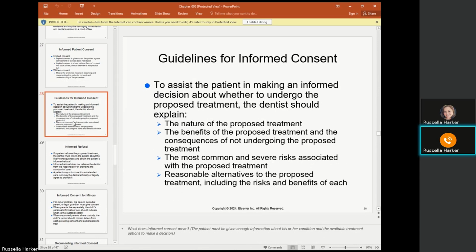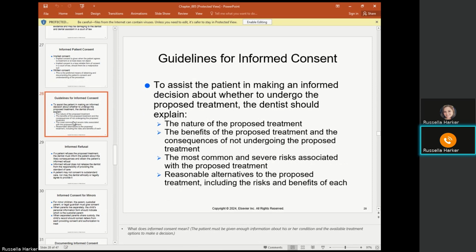The most common and severe risks associated with the proposed treatment should be outlined to the patient so that they understand what they're looking at as far as any kind of risk or complication. We should also go over reasonable alternatives to the proposed treatment, including risks and benefits of each. So although there is a treatment plan from the doctor and what the doctor recommends, there may be other courses of treatment to do the same thing.